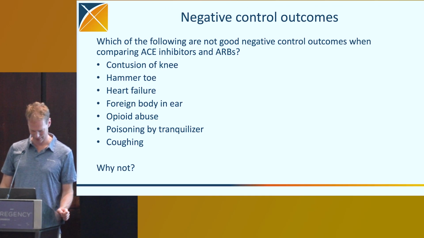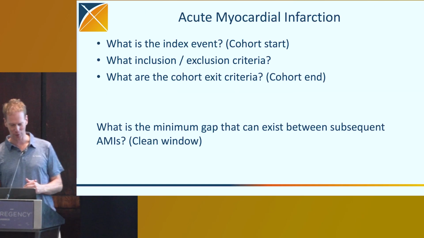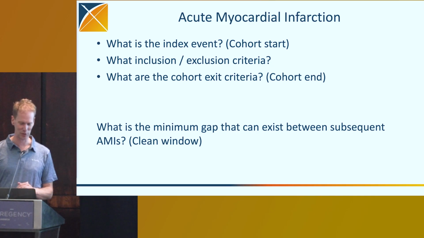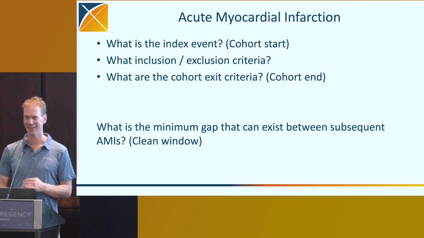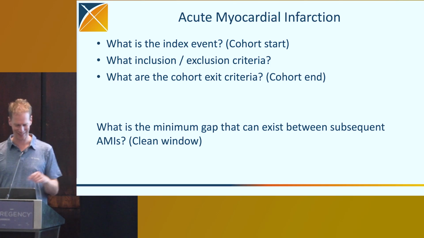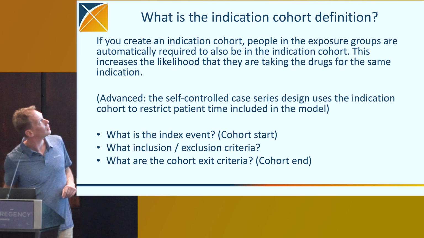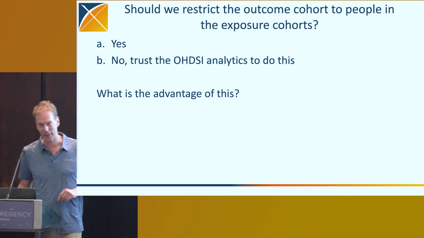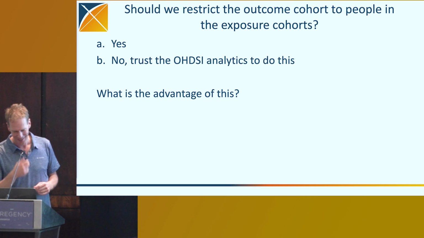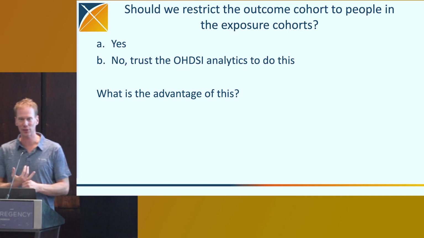Oh, here, yes. Would you restrict the outcome cohort to the people in the exposure cohort? A, yes, or B, no, trust the analytics to do this for you. The answer is, or at least I believe the answer is B. That no, you should trust the analytics to do this.